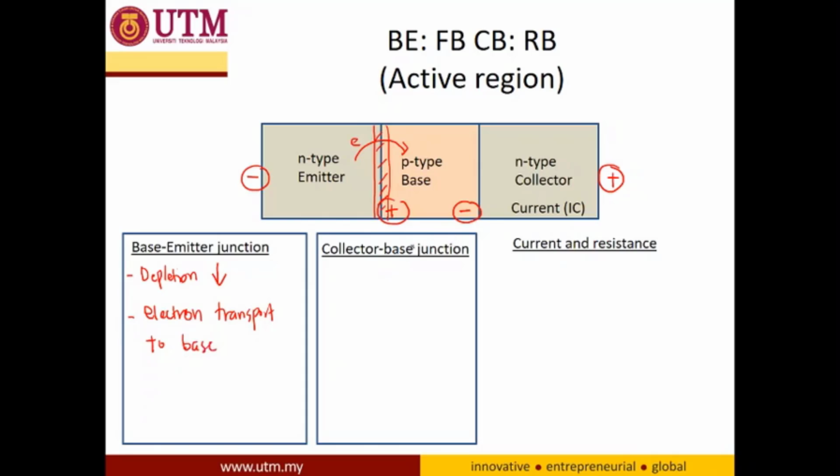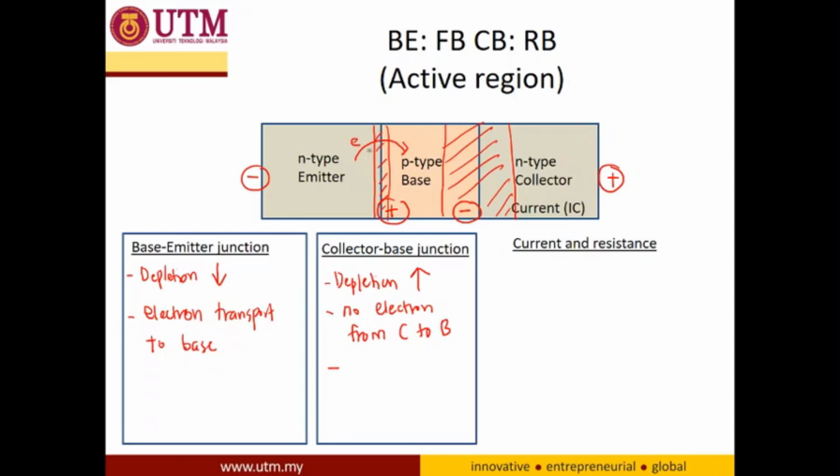And what happened to the collector base? Here the collector base is reverse biased. The depletion region is wider, so there is no electron movement from collector to base.